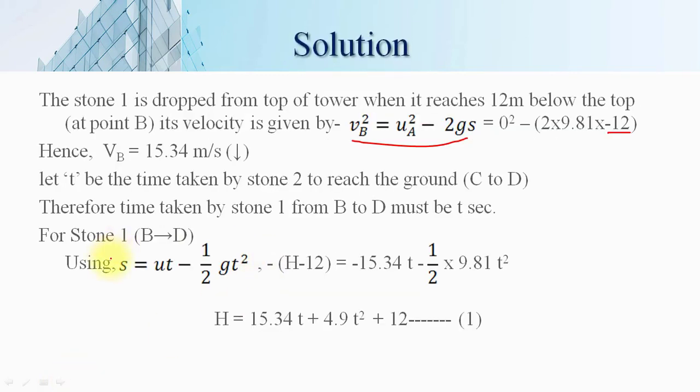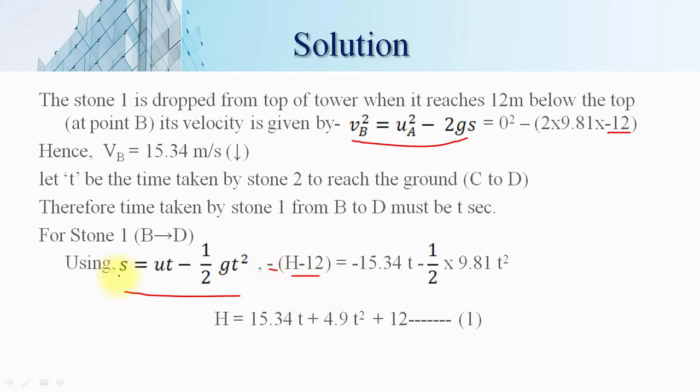For this time t, the motion is taken from B to D for stone 1, and the equation considered is s is equal to ut minus half gt square. Why is this equation taken? Because here s is known, u is known, g is known, and only t is unknown. That is why this first equation is taken. And now this s is equal to h minus 12. It is covering the distance of 12 meters and the total height is h. Hence the remaining height for time t is h minus 12. And as it is below the point of projection, the minus sign is taken.